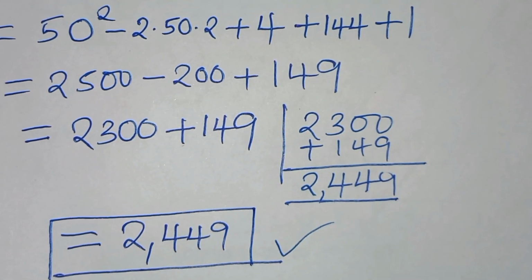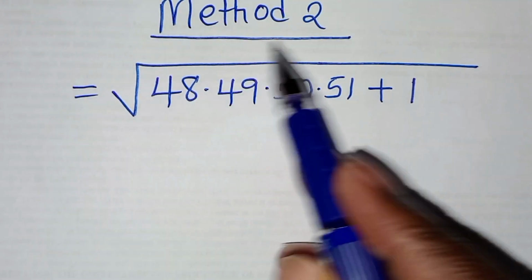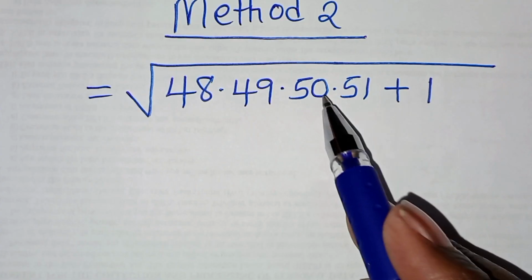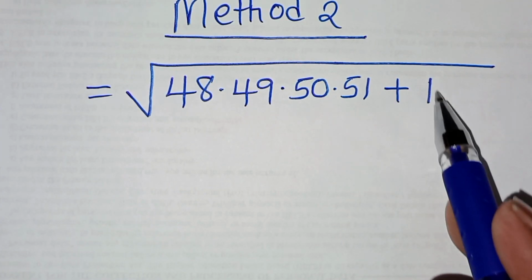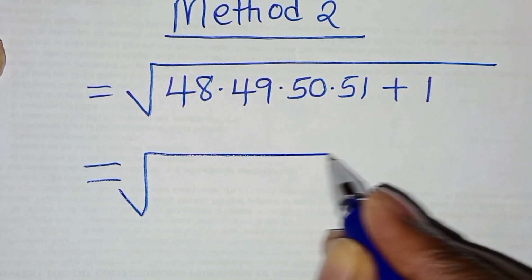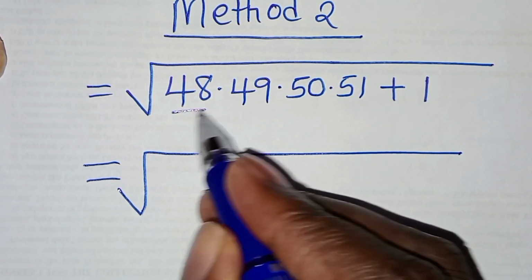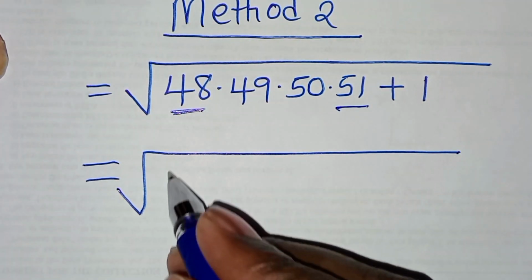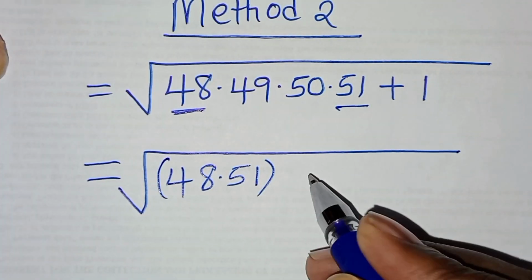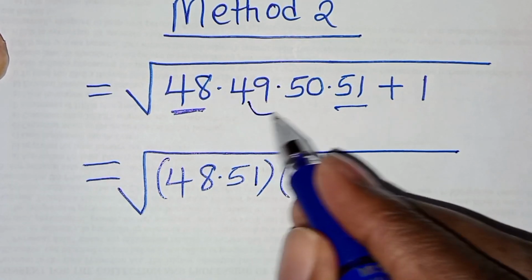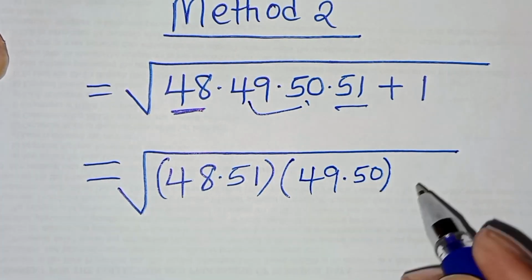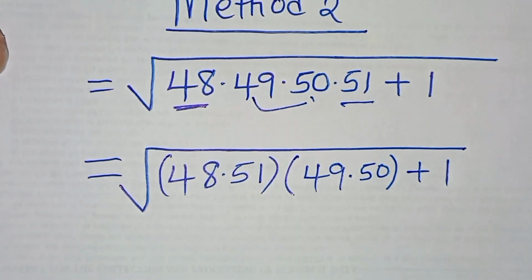Let's proceed to method 2. Applying method 2 here, we have the square root of 48 times 49 times 50 times 51 plus 1. So this implies that here we'll have the square root of 48 times 51, and then here we'll have 49 times 50, then plus 1.